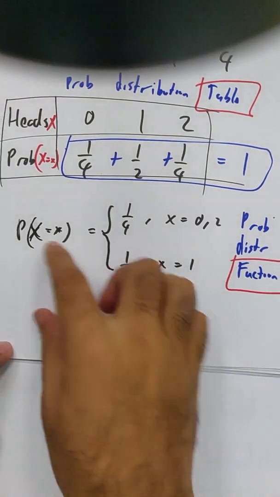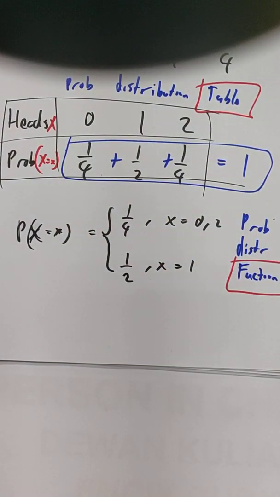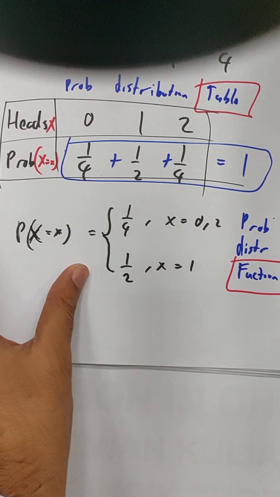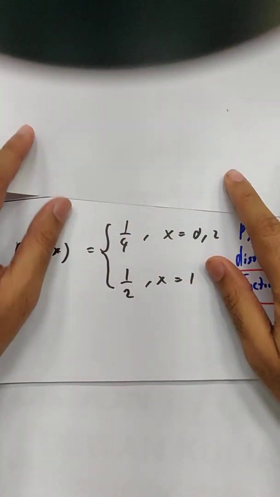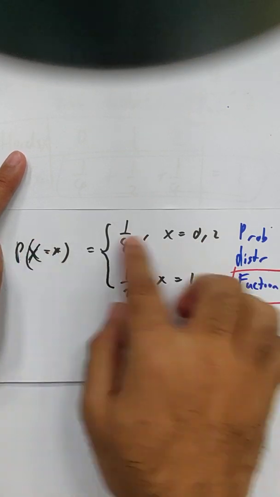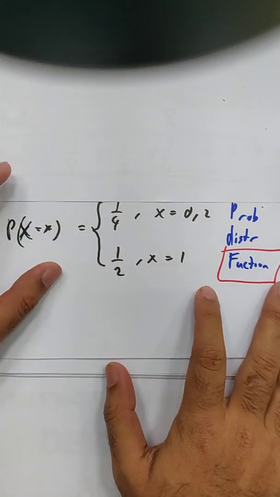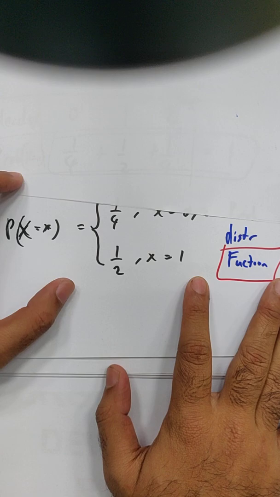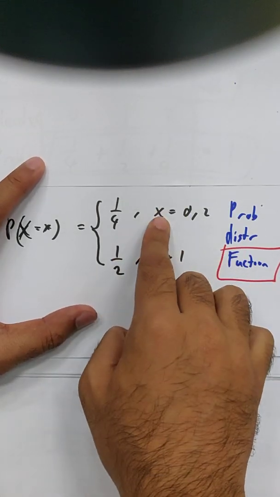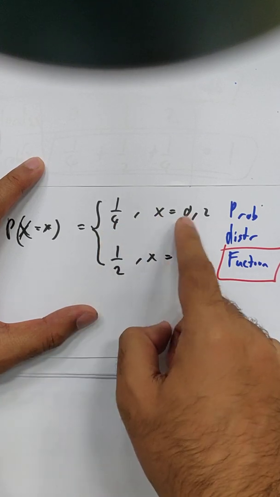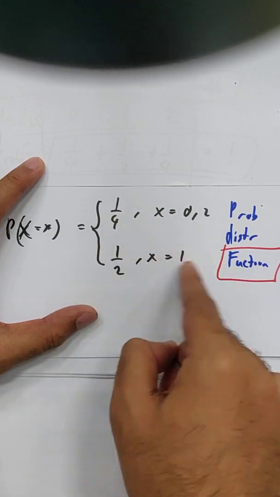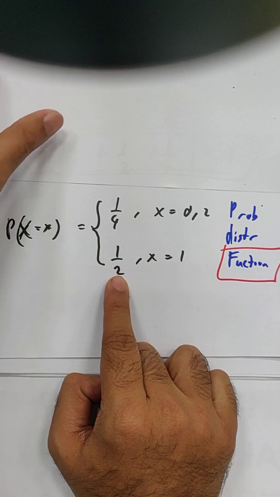Okay, this thing here might look different. At first glance, if you see this, you might ask, what the heck is this? Basically, it's saying when x is 0, it's 1 over 4. When x is 2, it's 1 over 4. When x is 1, it's 1 over 2. What does it mean again, sir?